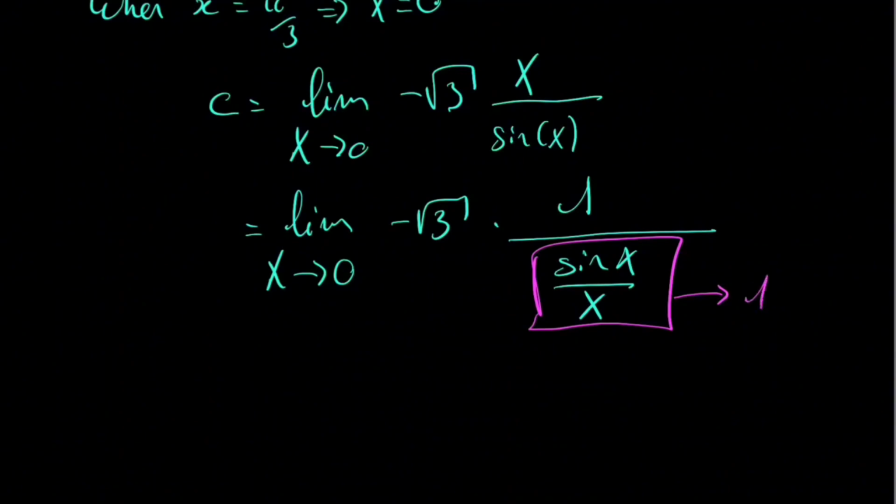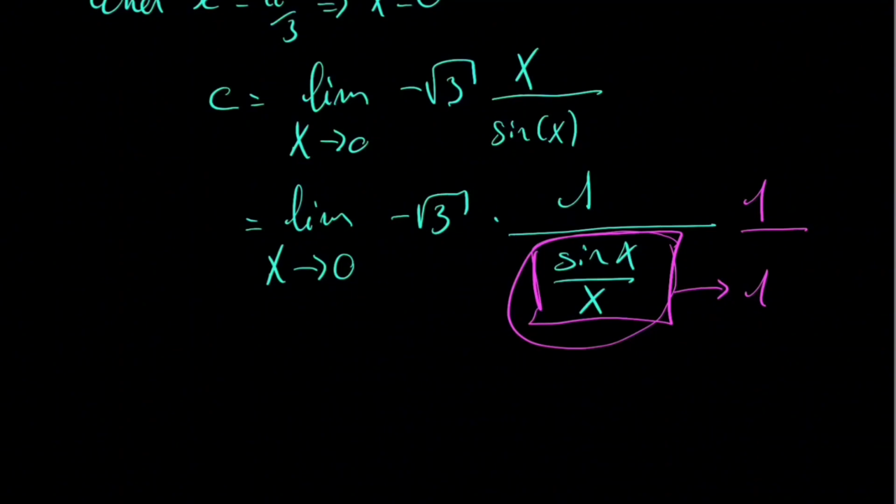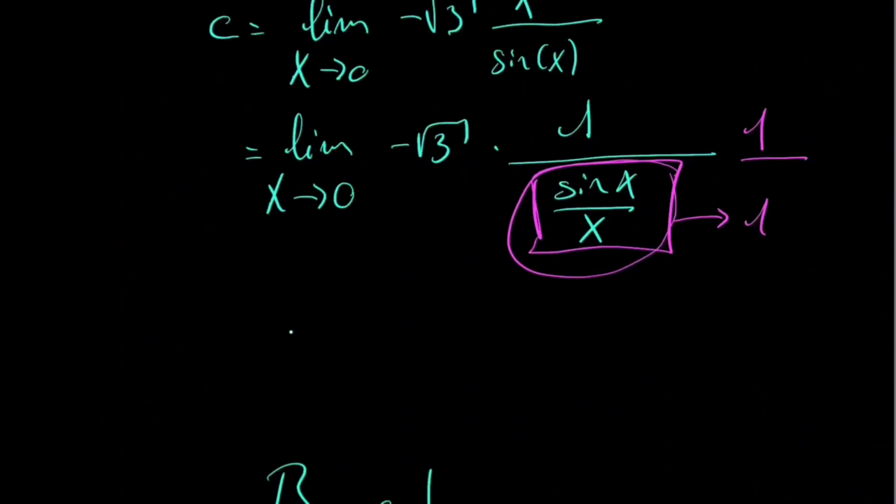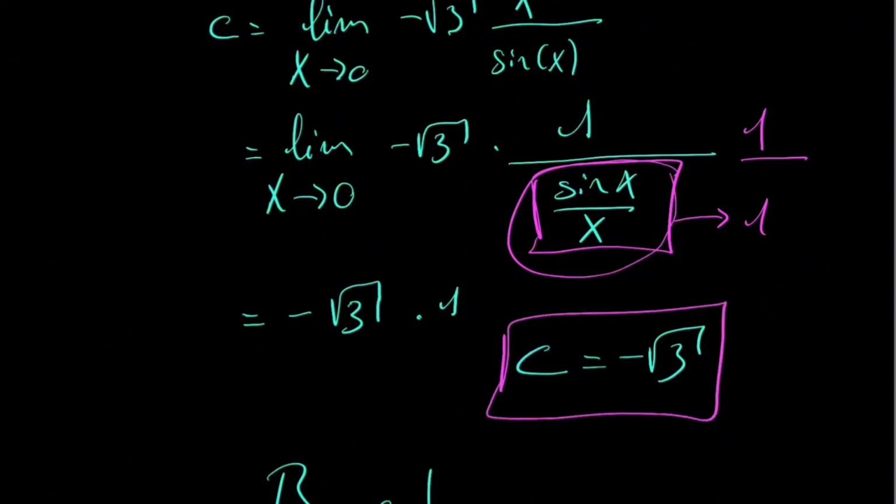And when this tends to 1, we've got 1 over this whole thing, because the function 1 over x is continuous in 1, we can say, by composition, that this will be equal to minus square root of 3 times 1 over 1, so times 1. So c is equal to minus square root of 3. And we answered the question.